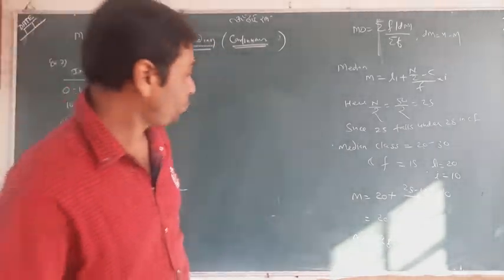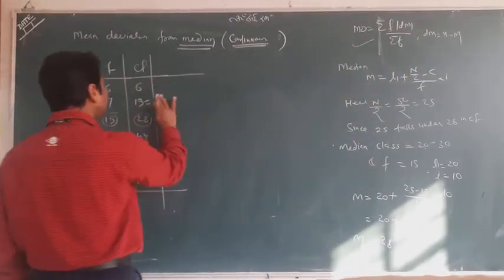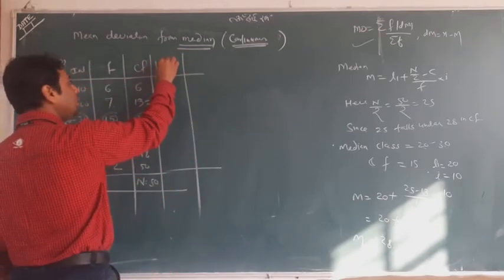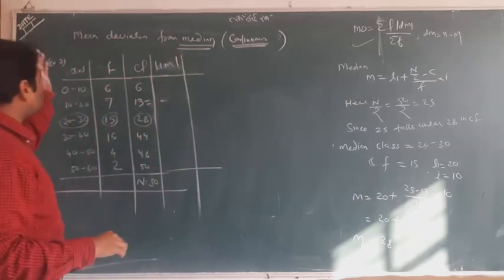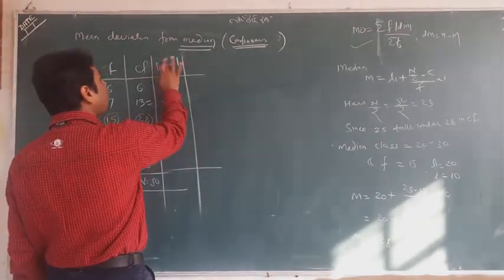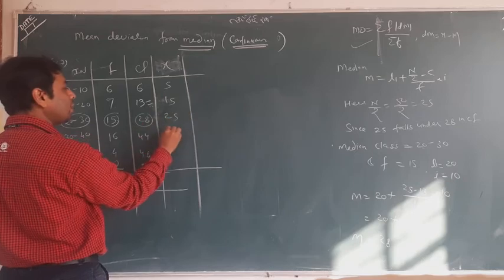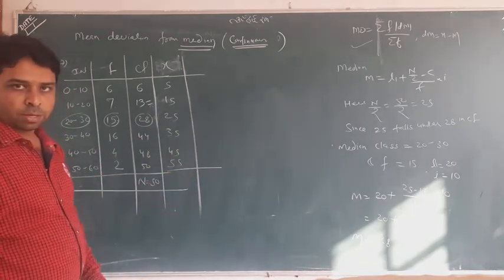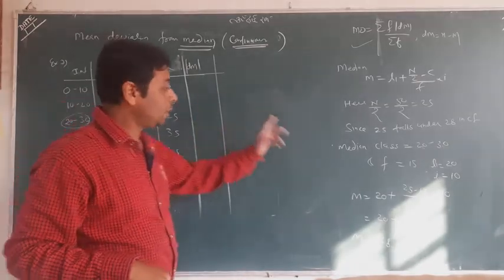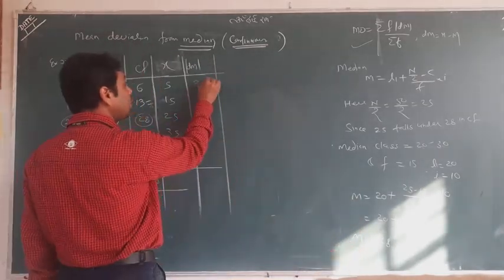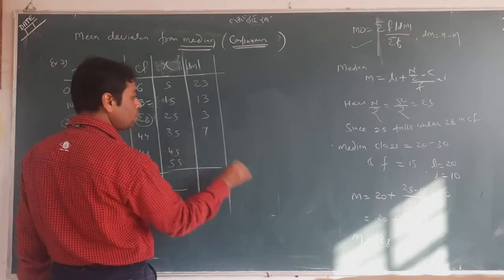Now, after finding M equal to 28, you will find dm. With this formula, dm is x minus M. But we don't have x. First of all, we will find x. x is the mid value: 0 and 10, 5. 10 to 20, 15. 25, 35, 45, 55. This is your x. And after finding x, you will find dm, meaning x minus 28. So 5 minus 28 is 23. This will be 13, this will be 3, this will be 7, this will be 17 and 27. You got dm.